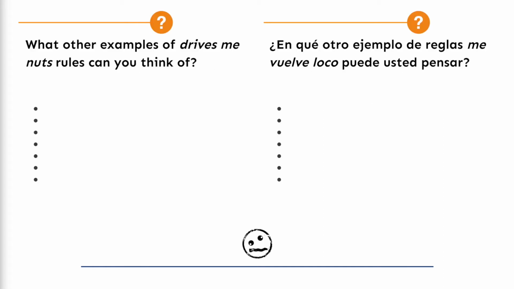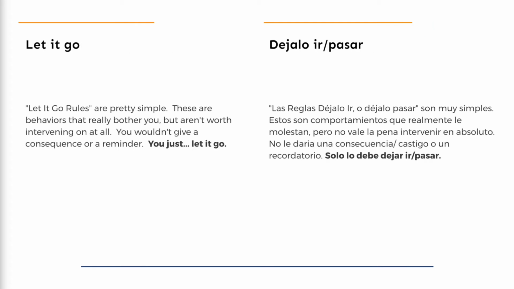What other examples of drives me nuts rules can you think of? Just like the other 2 rules we talked about, this is going to look different from one home to the next, and that is okay. Let it go. Let it go rules are pretty simple. These are behaviors that really bother you, but aren't worth intervening on at all. You wouldn't give a consequence or a reminder, you just let it go.